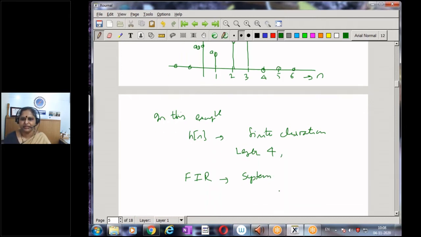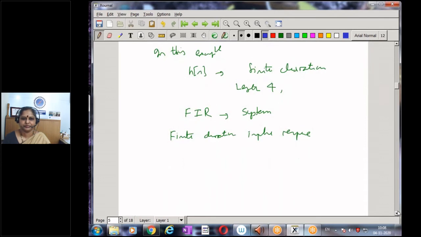Why is it FIR? Because the impulse response is of finite duration. So this is a system that has an impulse response of finite duration, and hence it is known as the FIR system. Let's take one more example.